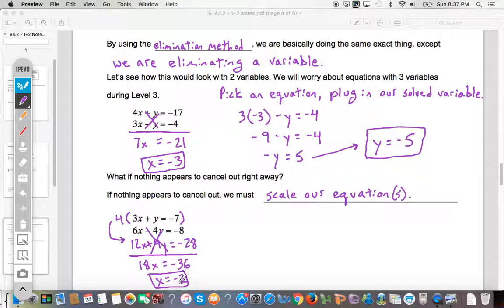Okay, so now I need to pick an equation and plug in this x equals negative 2. I will choose this bottom one. So I have 6 times negative 2 minus 4y equals negative 8. Okay, so let's do some math. We have negative 12 minus 4y equals negative 8. I'll add the 12 over. So I have negative 4y equals positive 4. So I know y equals negative 1.